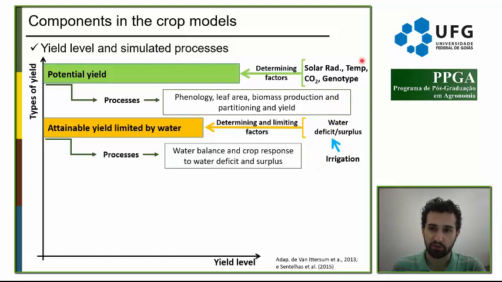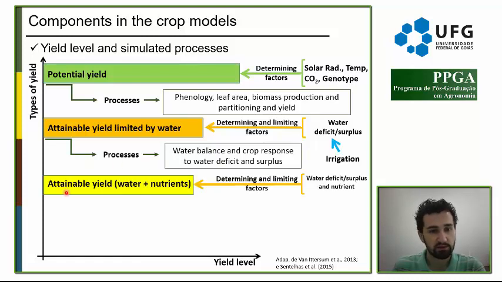So you can see that we have this factor determining the potential yield associated with the limiting factor, in this case water in the soil. We have the attainable yield, and in this step we simulate the water balance and the crop response to this condition. And we have a next level that is attainable yield, but I include water plus nutrients to penalize the potential yield to get the attainable yield for this specific condition.